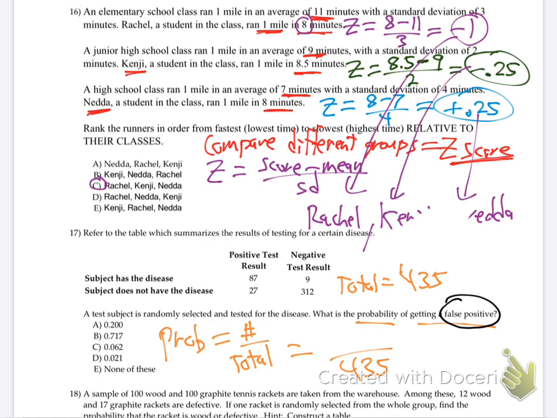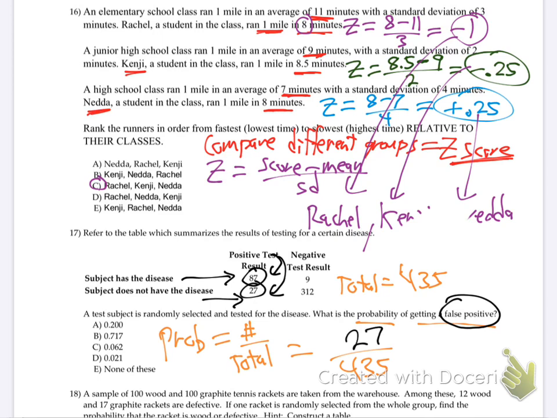Maybe we should walk through it for a minute. Tell me about these 87. Let's just start with the 87. What do we know about those 87 people? Yeah, they tested positive and they have the disease. Right? Tell me about these 27 people. They tested positive, but they really don't have the disease. What's that called? False positive. That's our group, our false positive group.